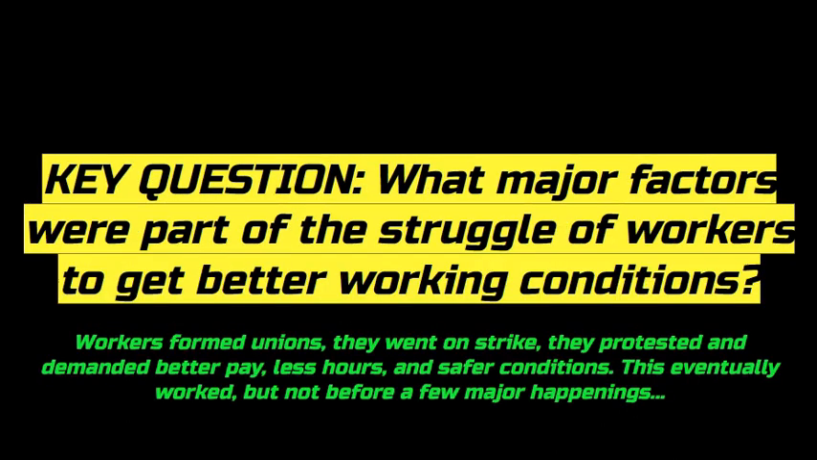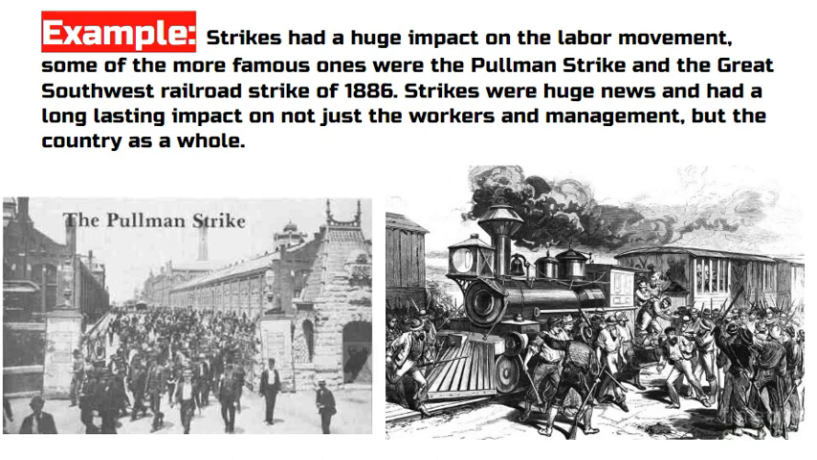What major factors were part of the struggle of workers to get better working conditions? Workers formed unions, they went on strike, they protested and demanded better pay, less hours, and safer conditions. This eventually worked, but not before a few major happenings.